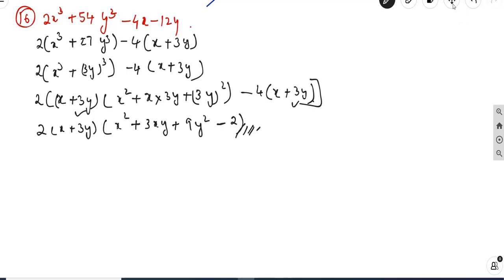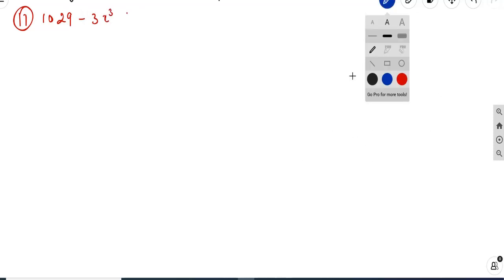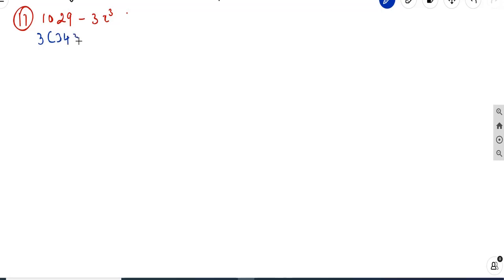So we'll go for the next problem. Problem number 17 is 1029 minus 3x cube. Okay, if I take 3 common here, can we take 3 common here? Yes, I can take 3 common here. So 3 into 343 minus x cube. If you multiply 3 into this 343, you're going to get 1029 only. You can just multiply and check it out.